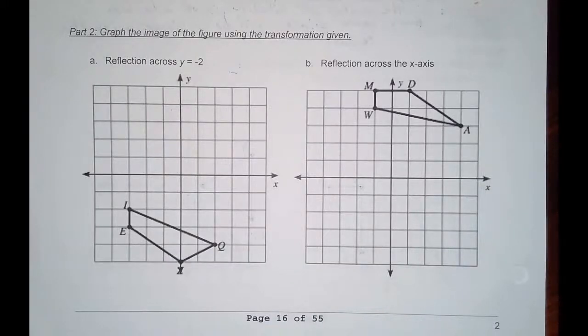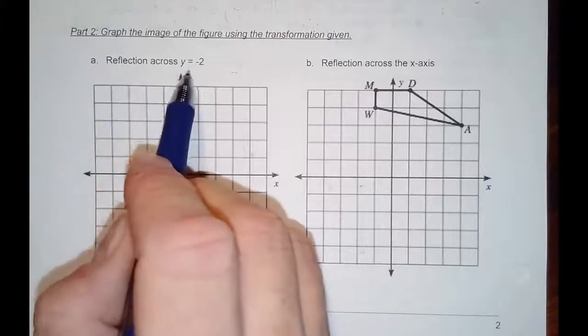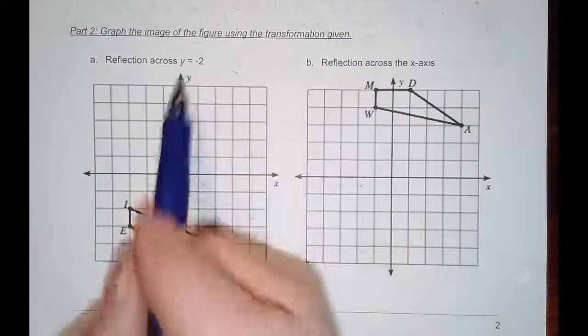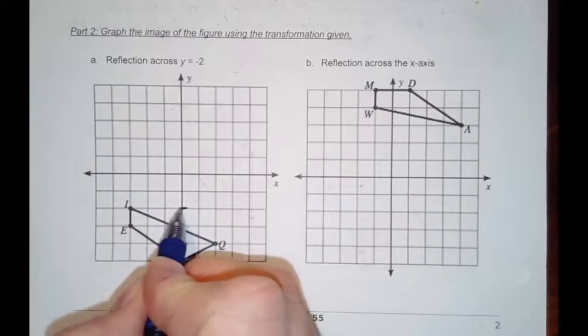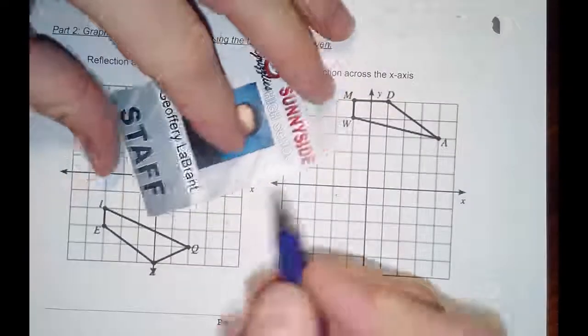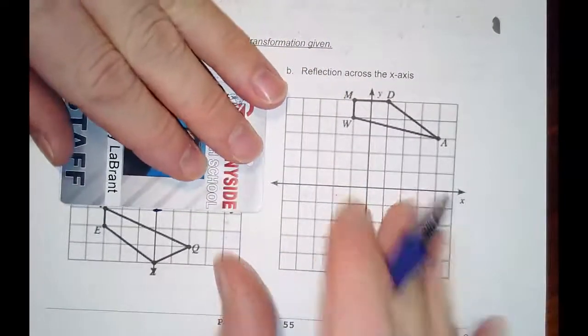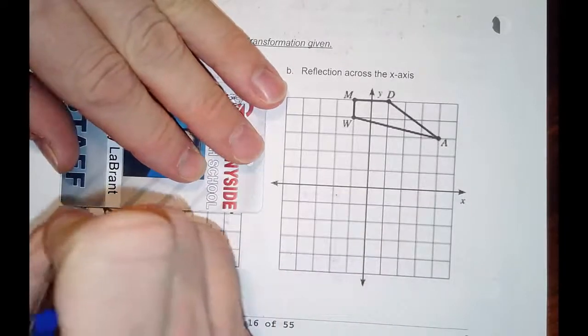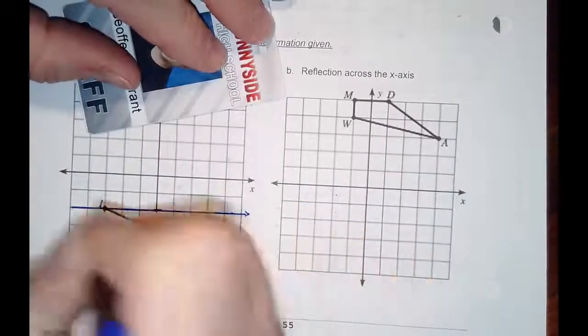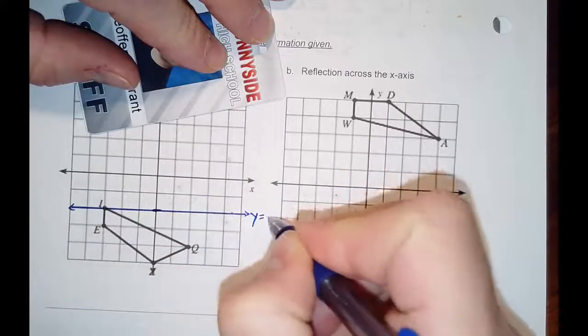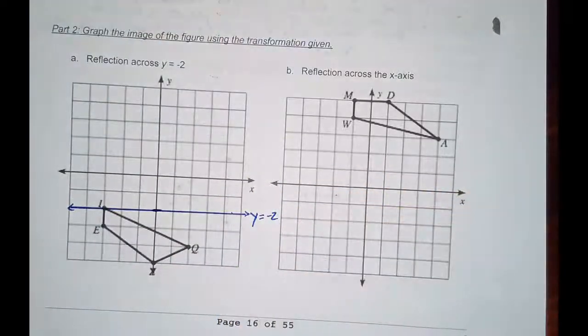We continue our work with part 2 on rigid motions, these motions being reflections, and they're over differing axes of symmetry that we haven't necessarily studied in detail a lot. Like part A says, a reflection across the line y equals -2. Y-axis, -2, is right here. And so any points on this line are going to have a y-coordinate of -2. And so therefore, this is our line for y equals -2.